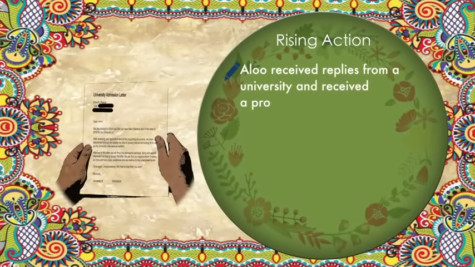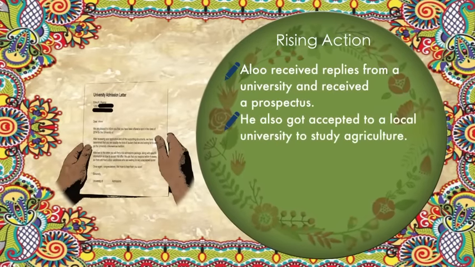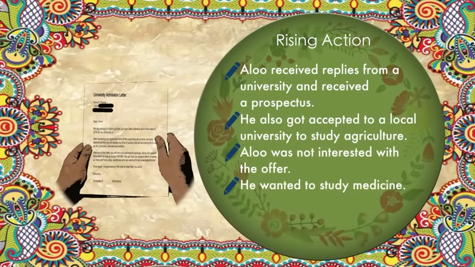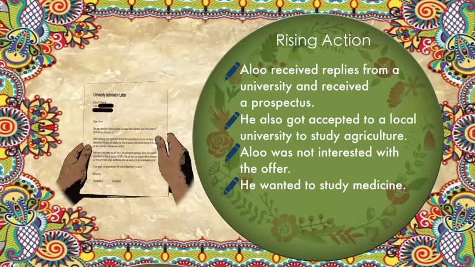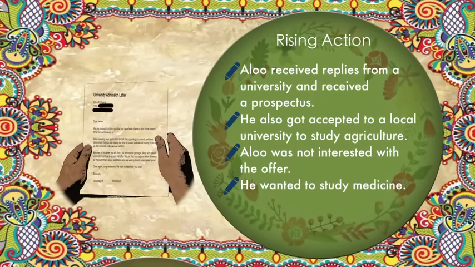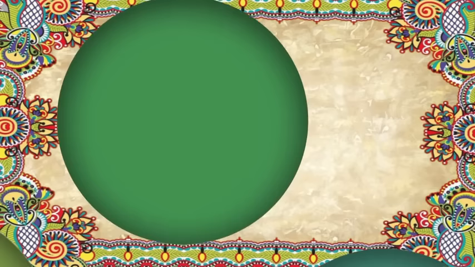Alu received replies from a university and received a prospectus. He was excited to see the world outside his hometown. At the same time, he also got accepted to a local university to study agriculture. However, Alu was not interested. Instead, he wanted to study medicine.